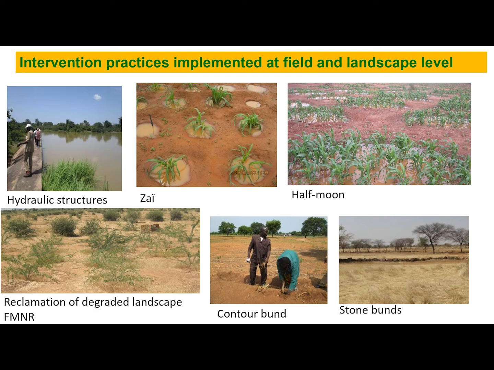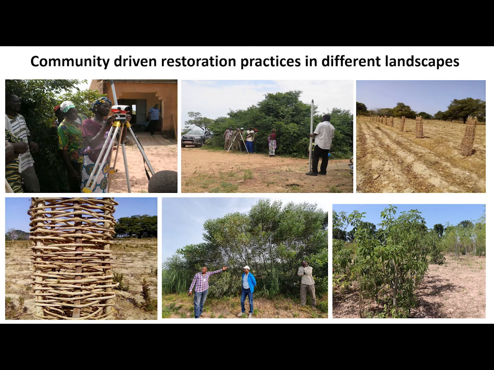These are examples of the different technologies like the hydraulic structures, zai pits, half moons, and FMNR techniques, contour and stone bands, and so on. We have community-driven restoration practices in different landscapes where we train farmers to delimit points of equal elevation across the landscapes, and seedlings are planted by farmers and also protected from animal damage. And when these trees grow, they can be cut in the dry season to feed animals.